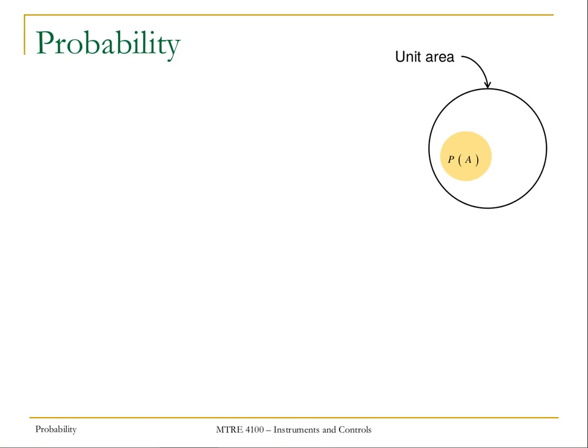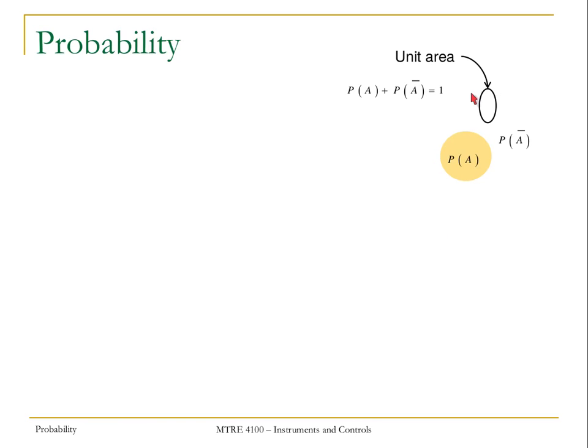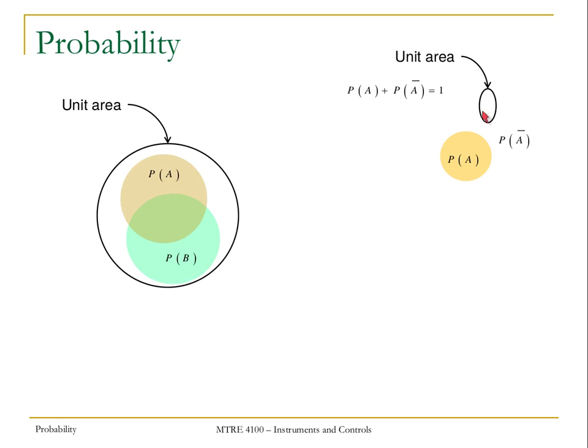Probability describes the likelihood of a certain event occurring. So here we see the probability of A, and oops, this should have still been around A. The probability of A occurring and the probability of A not occurring is equal to 1. So the probability of A not occurring would have been the area out here, but it got messed up.